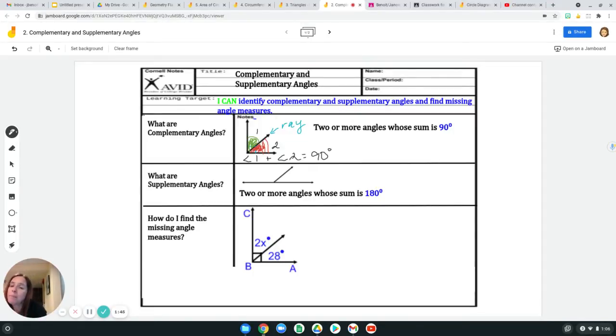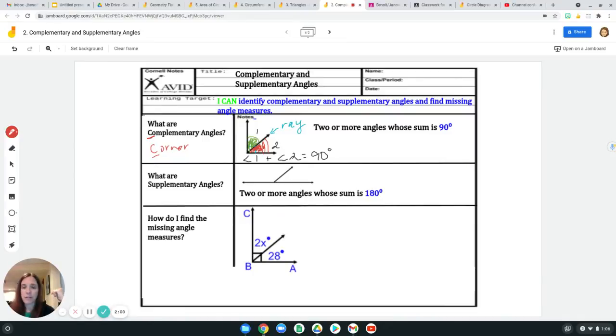To help you remember, complementary is 90. We have a little trick. Complementary starts with C, and so does the word corner. And if you can think about a corner is a 90-degree angle. So complementary, corner, those make 90 degrees. Okay, supplementary angles are next.